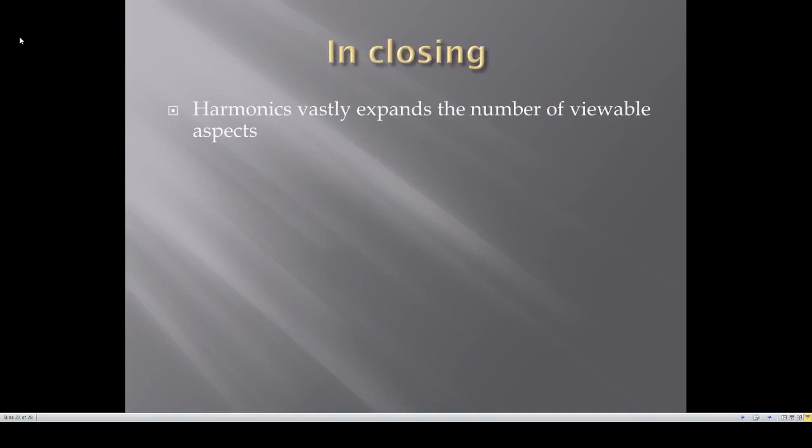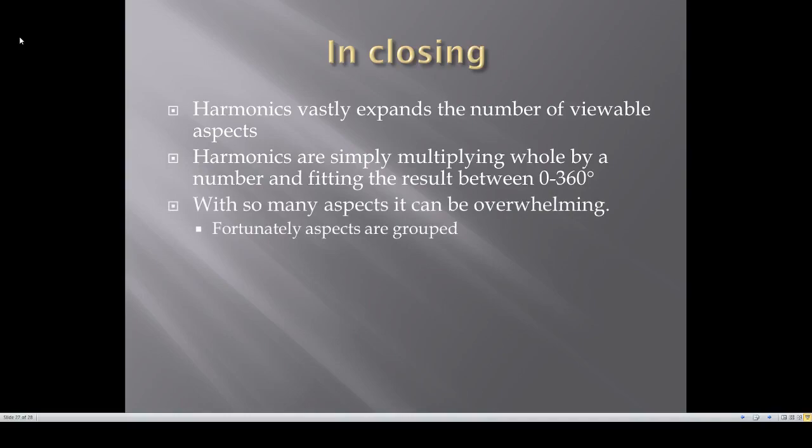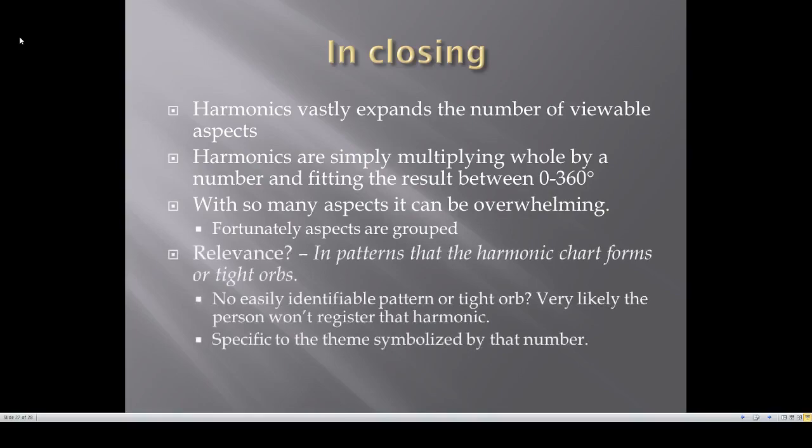So in closing, harmonic charts vastly expand the number of viewable aspects. Harmonics are simply multiplying by a whole number and fitting the result between 0 and 360 degrees. So with so many aspects, it can be overwhelming. Fortunately, aspects are grouped. So the relevance is in patterns that the harmonic charts form, or tight orbs. So if there are no easily identifiable patterns or tight orbs, very likely the person won't register that harmonic. And the meaning is specific to the theme symbolized by that number of the harmonic.